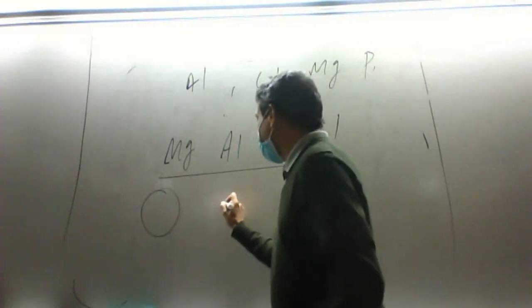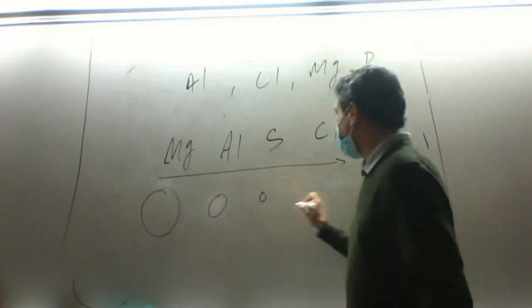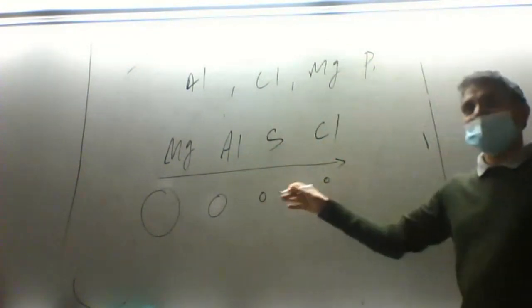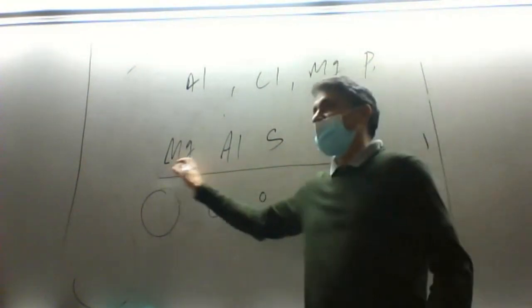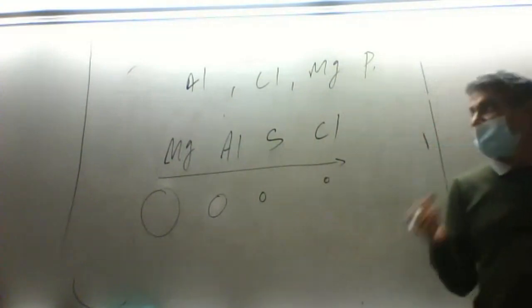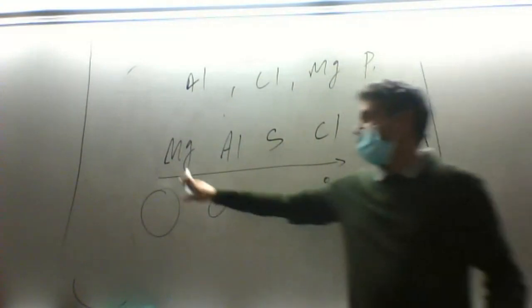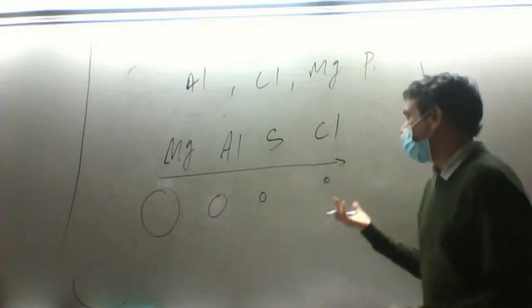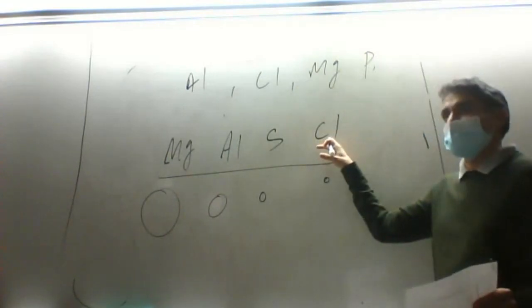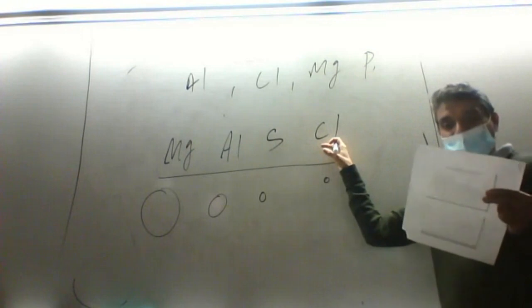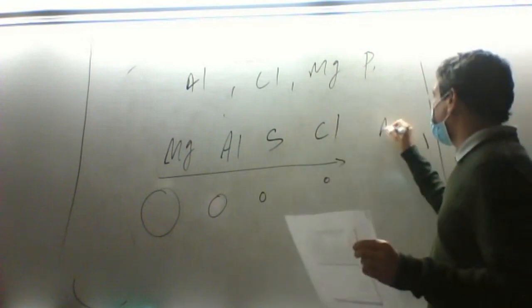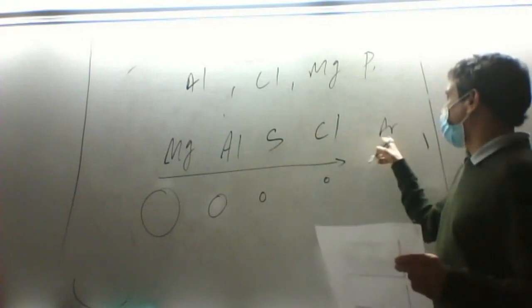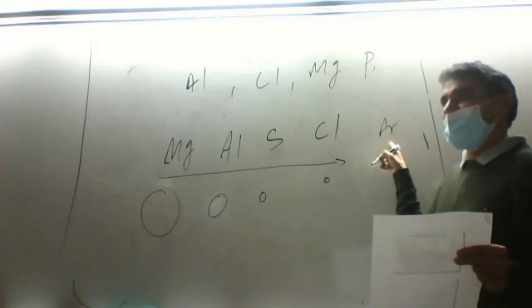This is too big. This is smaller. This is even smaller. This is tiny, like this. When we go from left to right, the size of the atom decreases. So which one is the biggest one? This guy is the biggest one, right? Magnesium is the biggest one. And if I ask you which one is the smallest one, chlorine is the smallest one. They could put argon further, and argon would be even smaller than chlorine, right?